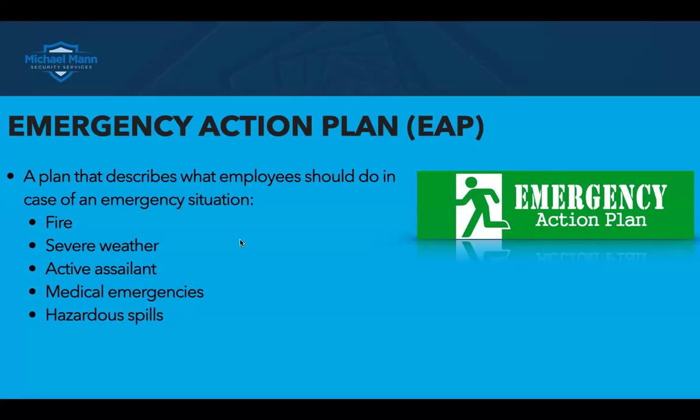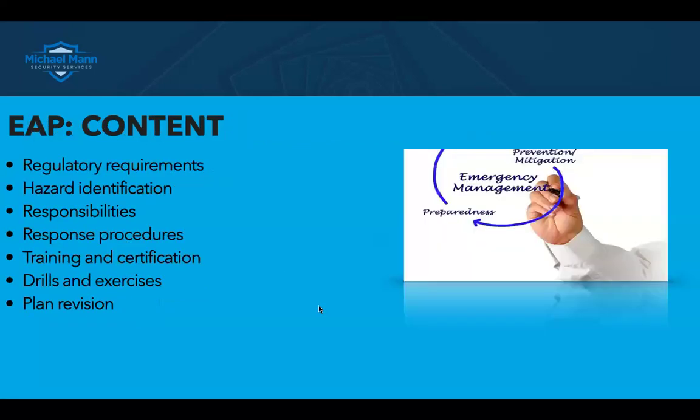So some of the elements inside your plan, the emergencies, like what you would do, could be things like fire, severe weather, active assailant, medical emergencies, hazardous spills. There could be many more based on your environment, based on where you are geographically, what state, what city. So a lot of things could be included in the EAP, but these are some of the basics.